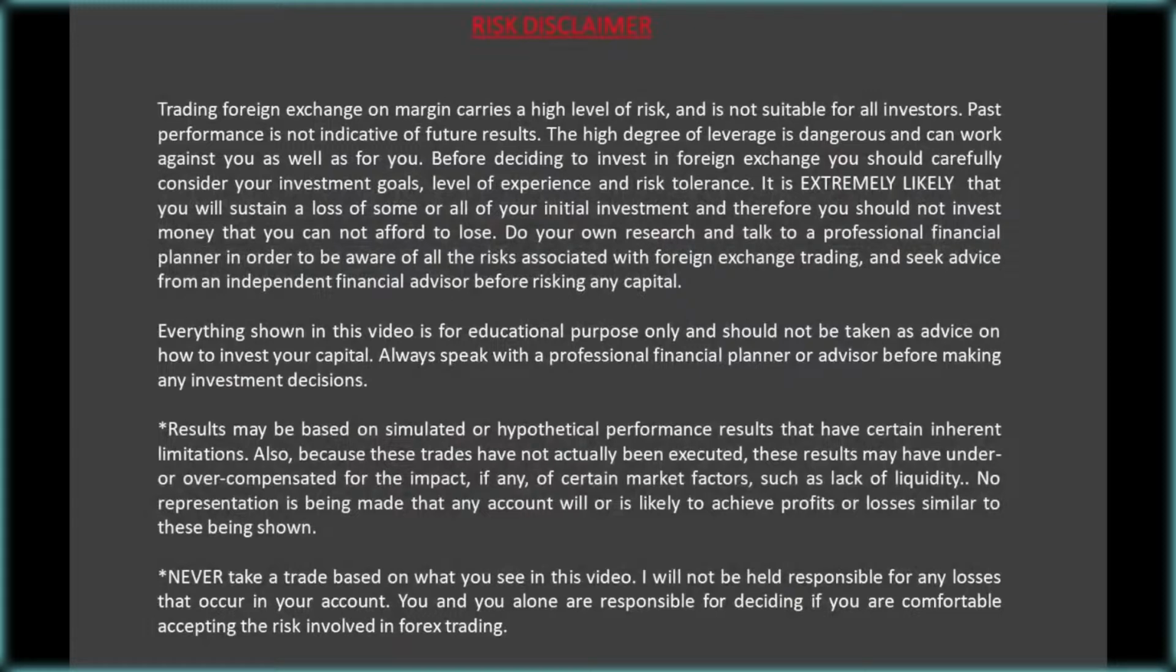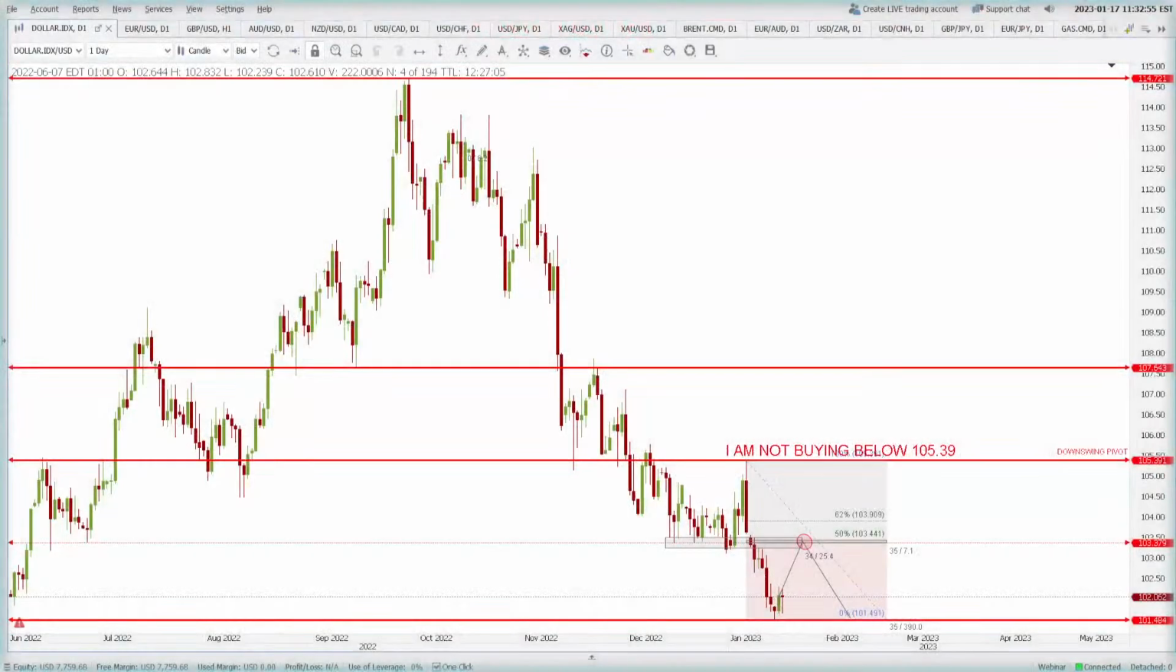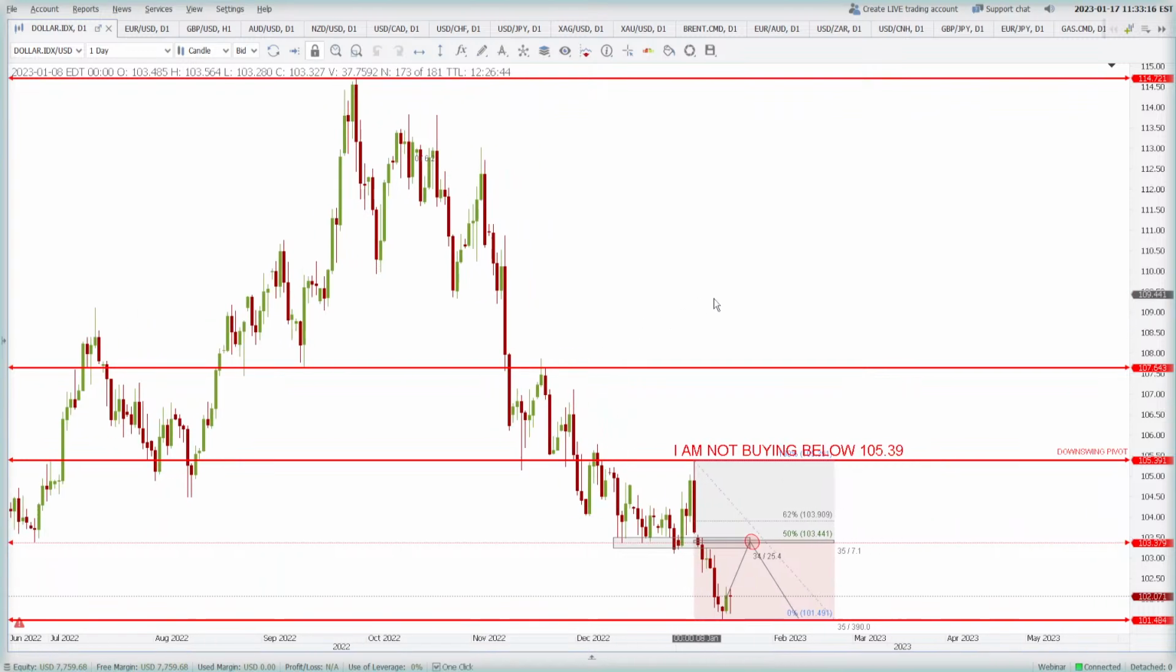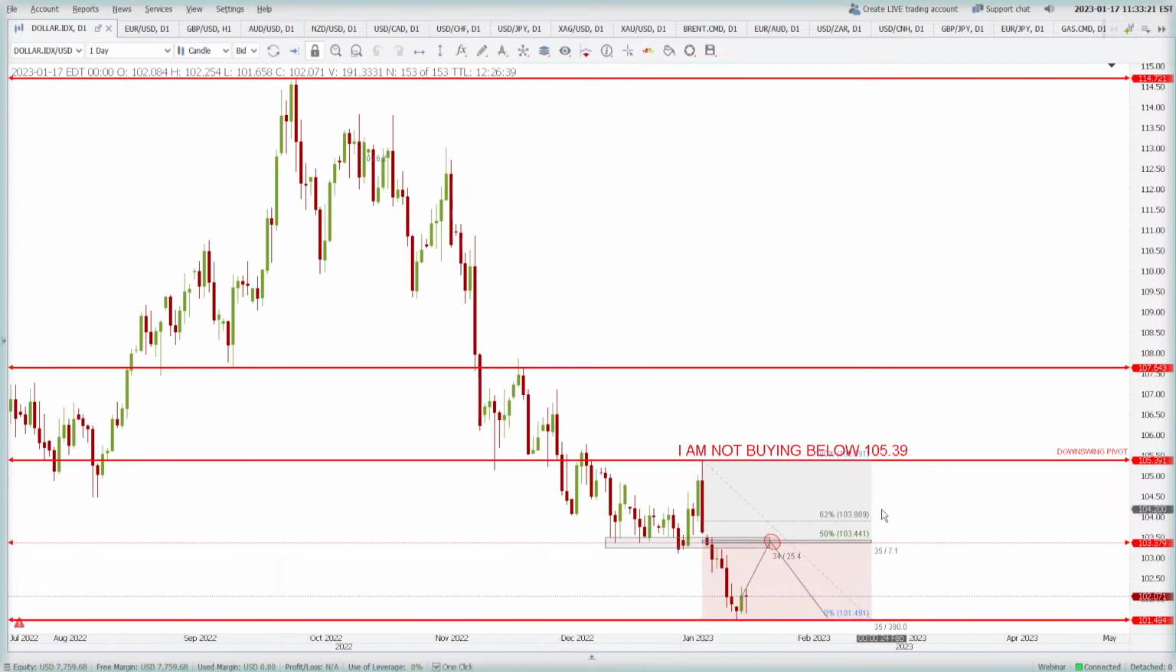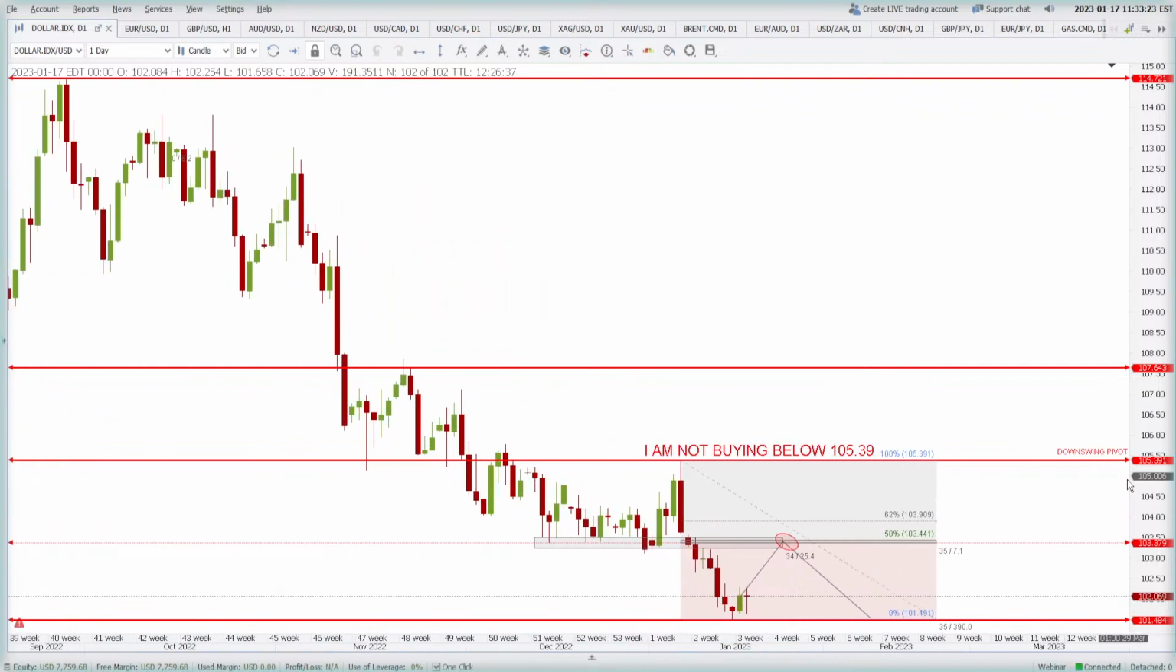So after this risk disclaimer, let me take you to my charts. Well, this is no surprise. We are aware that we are always going to talk about the dollar index in the beginning. Okay, the volume is already huge. So we are going to see the dollar index every day in the beginning. Why? Because this is the most important part of our analysis.